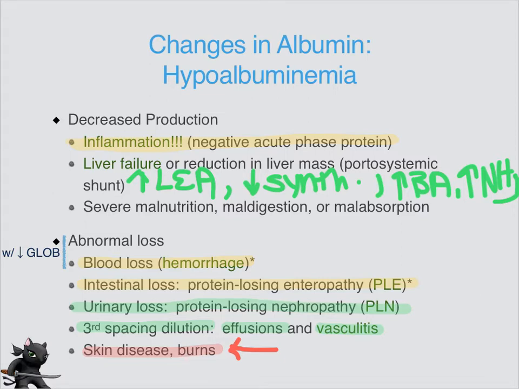But overall, when we're looking at this list, I want you to be going, is it inflammation? Is it inflammation? Okay, have I emphasized that enough? Is it liver failure? Are we losing it out the gut? Are we losing it out the urine? Are we bleeding? Or is there an effusion going on? Those are our big ones for albumin. And like I said, with most of these things, we're going to be looking at other factors, and albumin becomes a supporting factor in all of this.